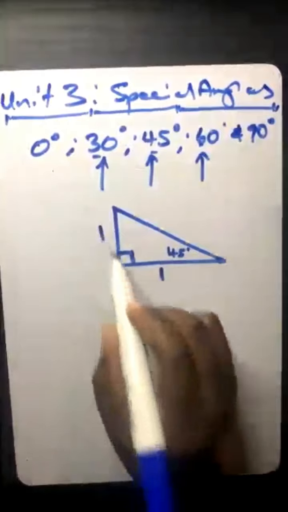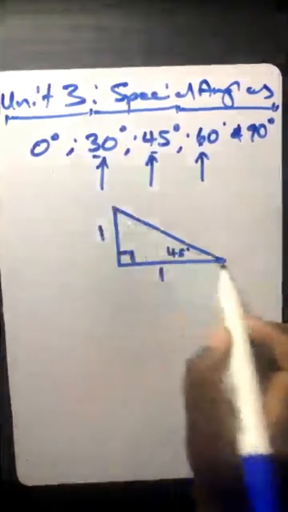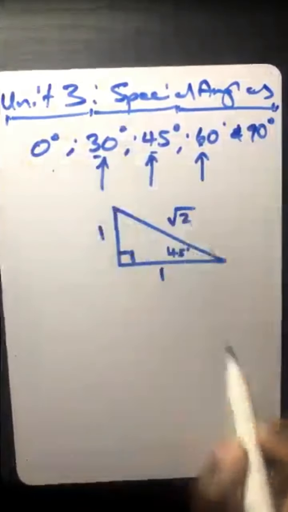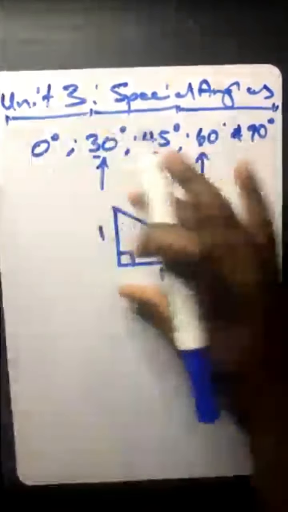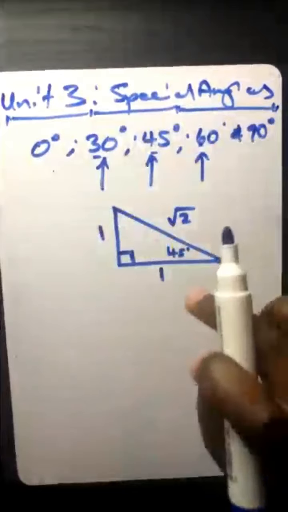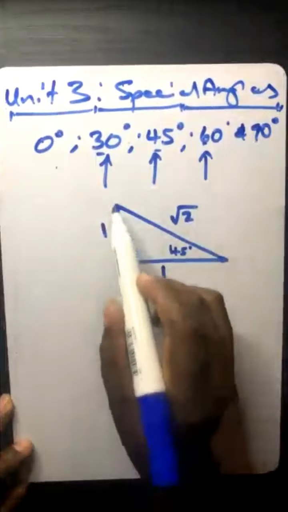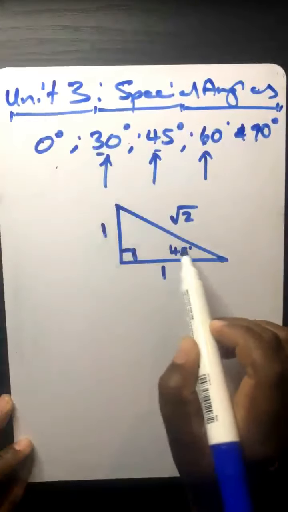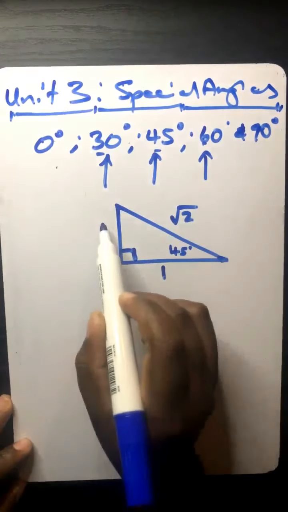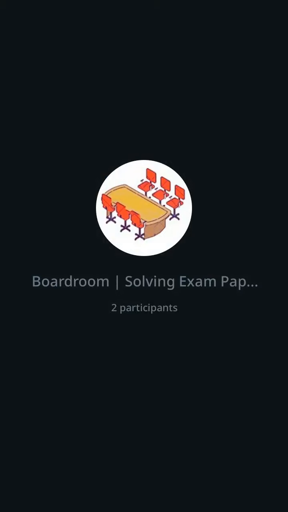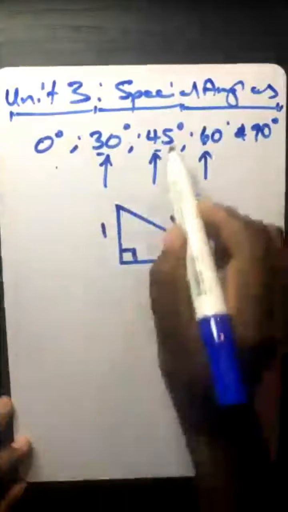So there you will always have one, there you will always have one. And when you use the theorem of Pythagoras to calculate the hypotenuse, you will get square root of 2. So in short, LB, this triangle, which is a special triangle, doesn't change. It will forever be like this, even when you get to varsity. So that means always when you have a right angle triangle and that angle is 45 degrees, your adjacent will always be 1, your opposite will always be 1, and your hypotenuse will always be square root of 2. So this is the special triangle for a 45-degree angle.